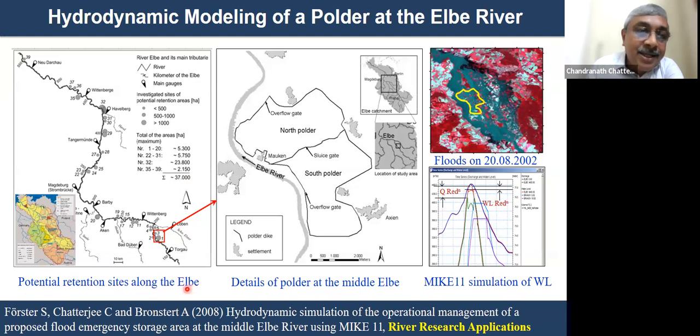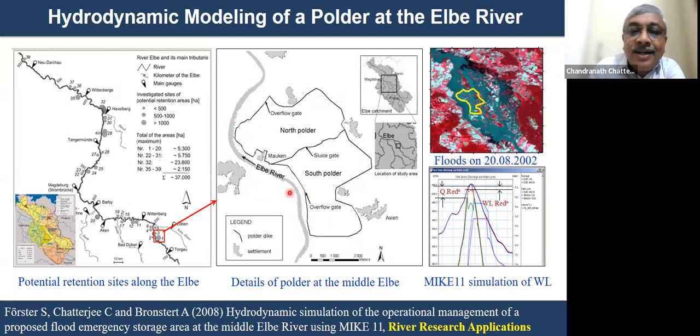Subsequently, several committees were formed, and they came up with the idea of potential retention sites along the Elbe. The Elbe flows from the Czech Republic and drains to the North Sea. If you look here, there are circles all over. These are the potential retention sites, basically offline emergency storage areas. If I blow up one of these emergency storage areas, it looks like this. This is the river flowing, and this is the emergency storage area.